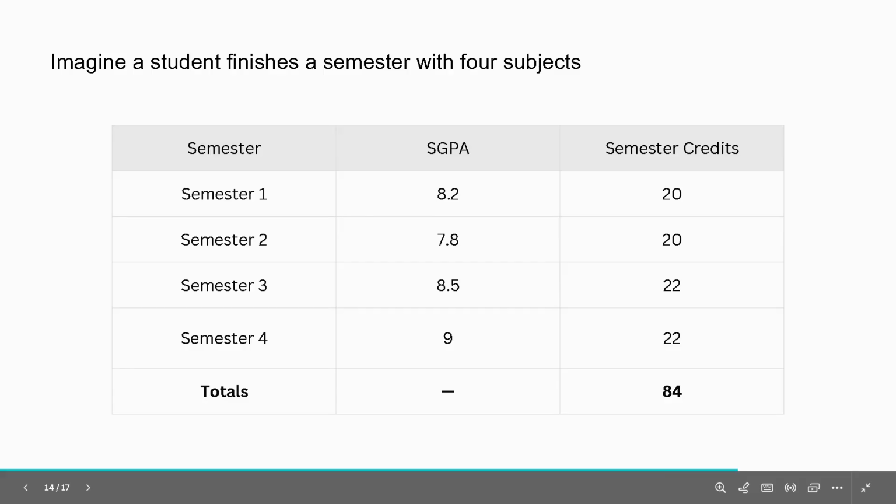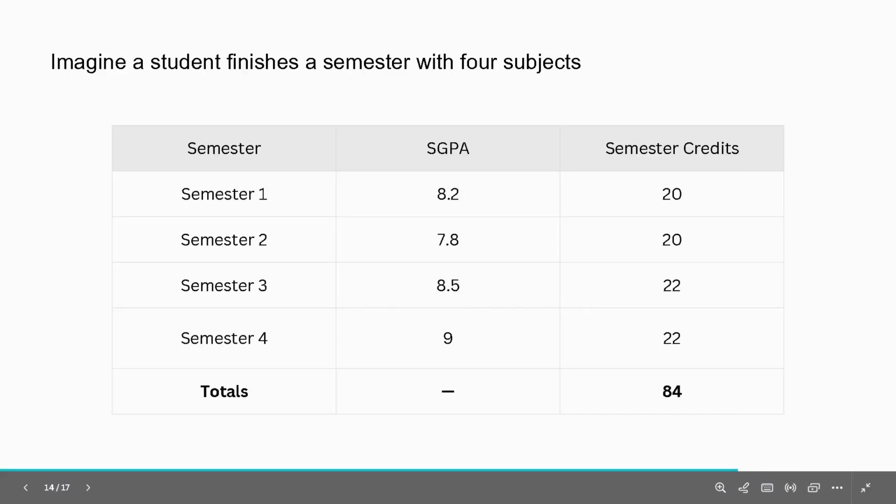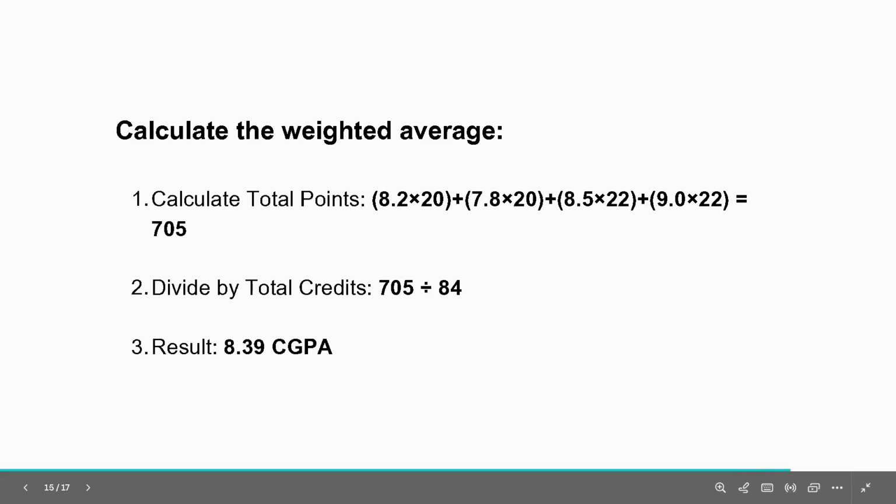So to calculate the total points, we multiply the semester credits with the SGPA, and then we divide by the total credits, and we get the final CGPA.